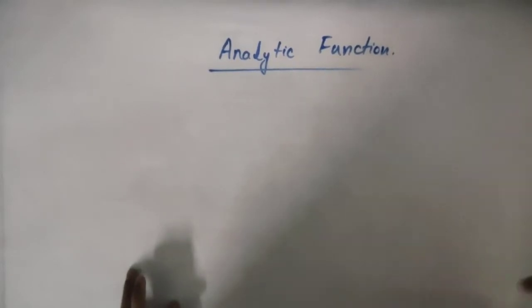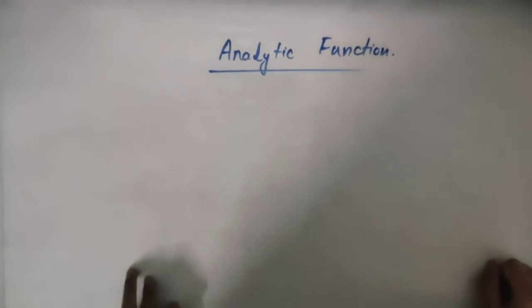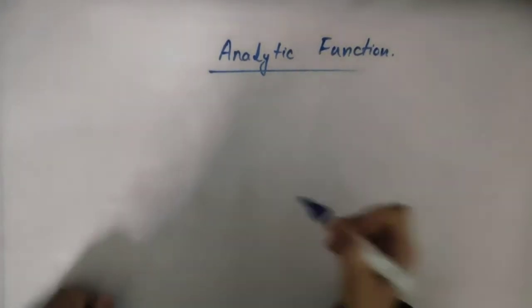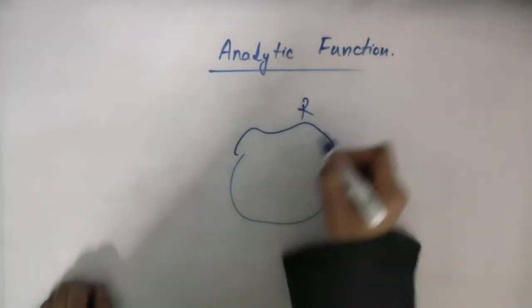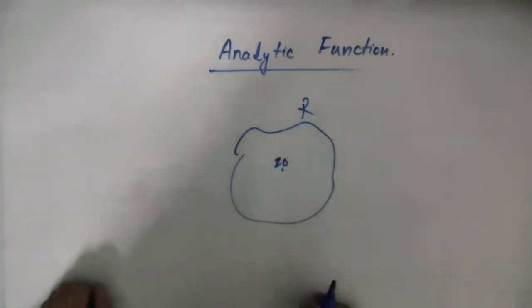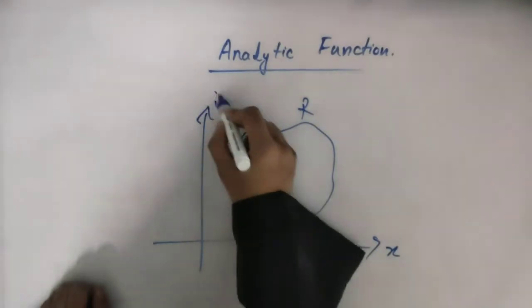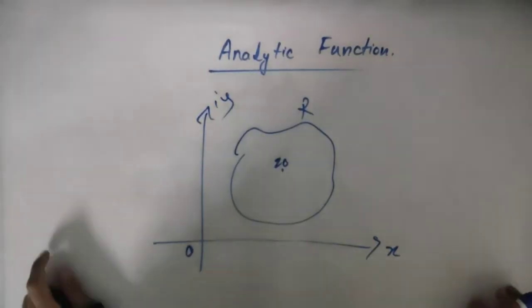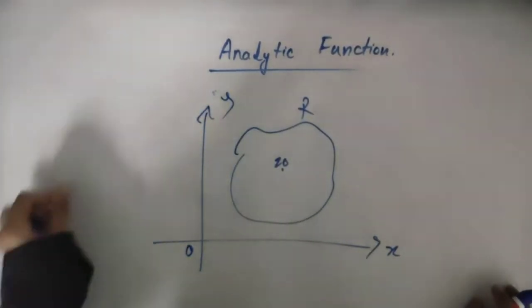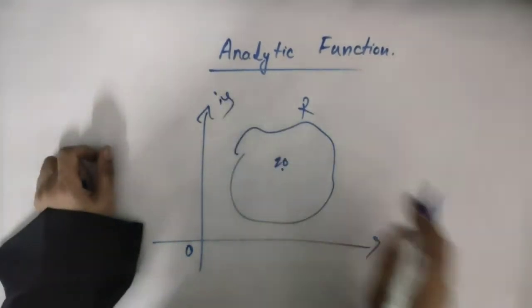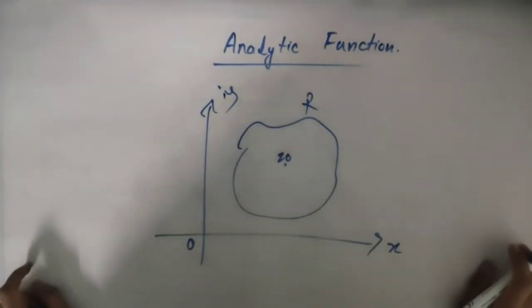Suppose you are having a function f of z defined in the region R and you are having a point z is equal to z0 in the region R. I'll just show you. Suppose this is the region R and there is a point z0 here. There is an xy plane for you, the real axis and the imaginary axis with the origin. So you are having a point z is equal to z0.